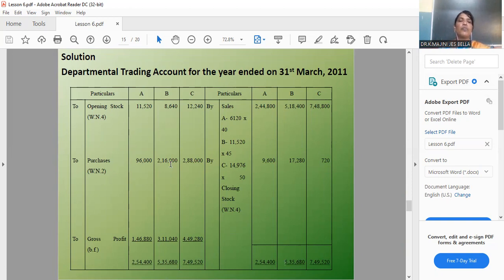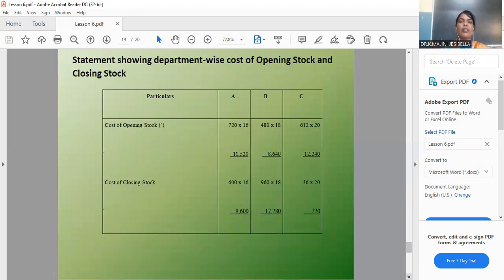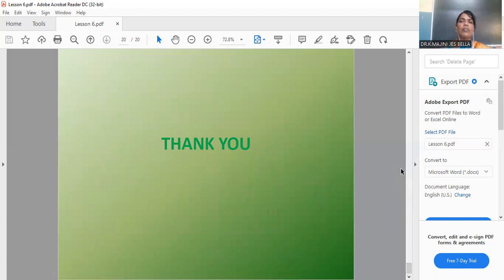Okay. Gross profit for department A, 1,46,880. For department B, 3,11,040. And department C, 4,49,000. I have given the workings for all the sum. Thank you.